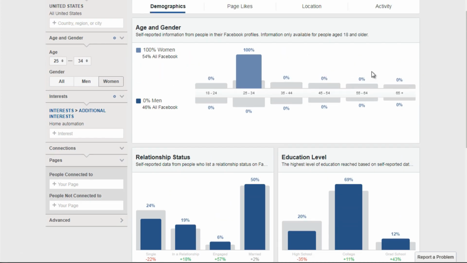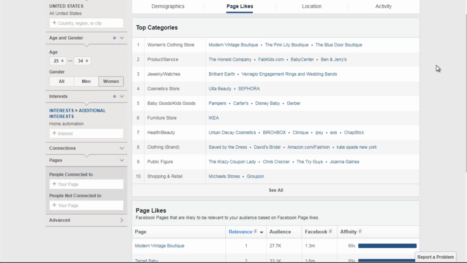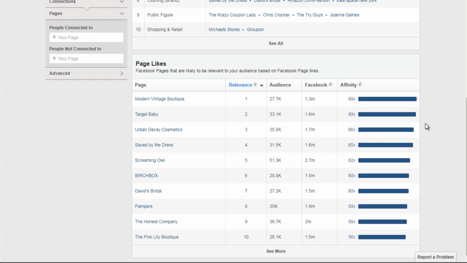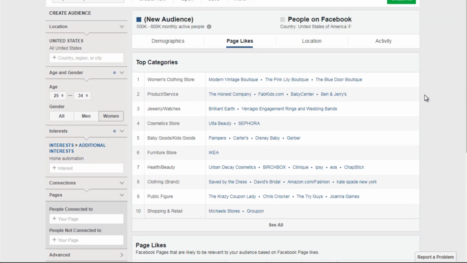But let's scroll back up and look at the page likes. These right here are the top categories that they are interested in for this age range of 25 to 34. So we can see exactly what they're interested in: clothing stores, jewelry, cosmetics, baby goods, IKEA. So it looks like they're interested in a lot of baby goods. So what we saw earlier was that a lot of them were married at this age, or maybe beginning their life of being married and having a family. So we can see the page likes. You can even go to these pages and see how they interact with each other.